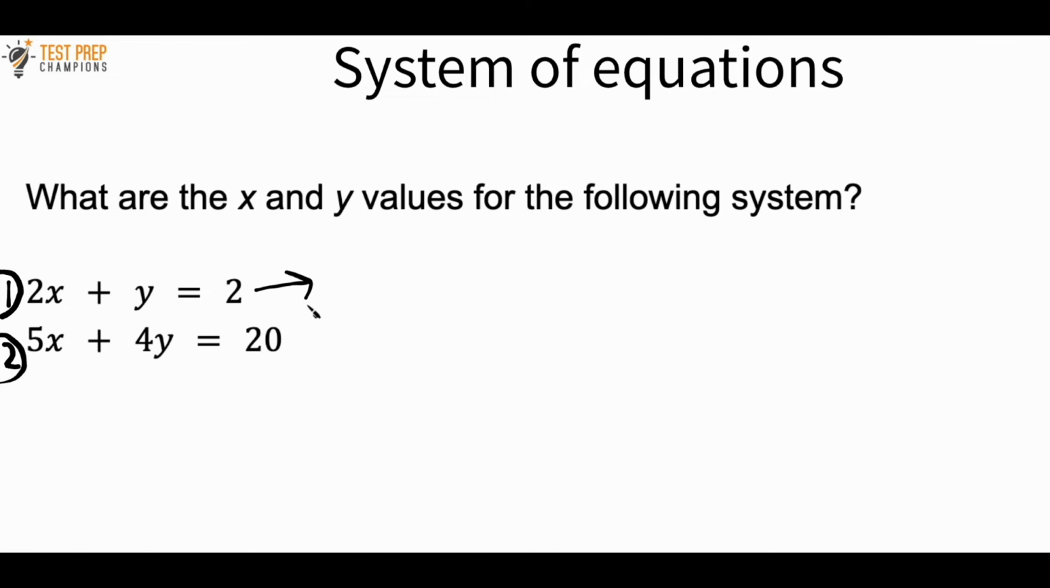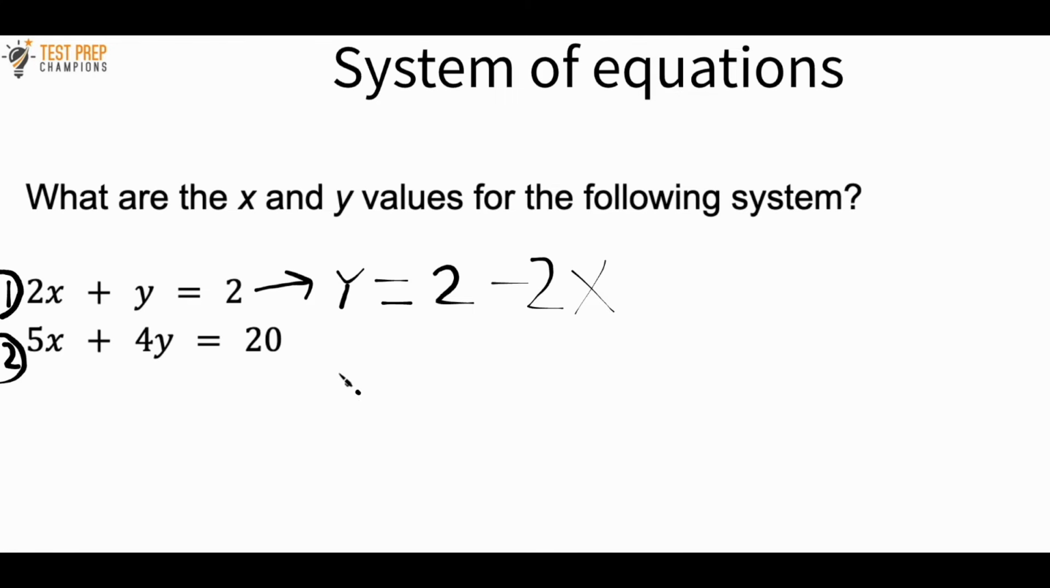And if you're not sure what I mean when I say solve this equation for y, all you have to do is get y by itself on one side of the equation. We're going to do that here by subtracting 2x from both sides. So all I'm doing here is taking equation 1 and solving it for y. So I get y equals 2 minus 2x. So I have my y equals 2 minus 2x here.